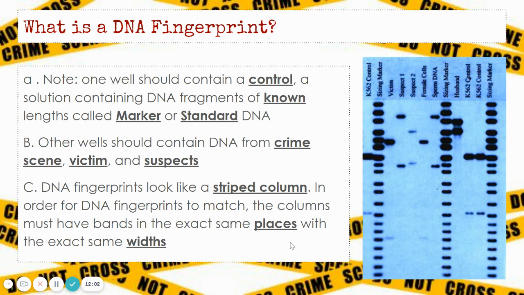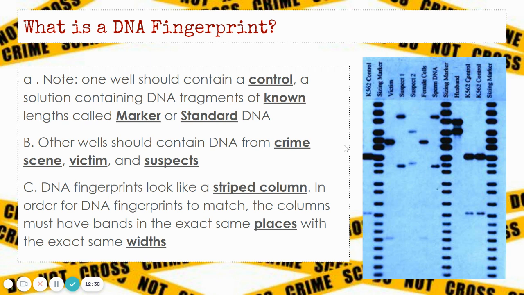The other wells should contain DNA from the crime scene, from the victim, and from the suspect. So you can see here we have victim, suspect 1, suspect 2, some sperm, and the female, right? So we always want to test the victim because we want to make sure any blood, for example, at the scene isn't from the victim. We're looking for the suspect. So we always run the victim, then any potential suspects, and then any of our DNA samples from the crime scene. So in this particular one, we have 1, 2, 3, 4, 5 different samples that we're testing, plus the control.